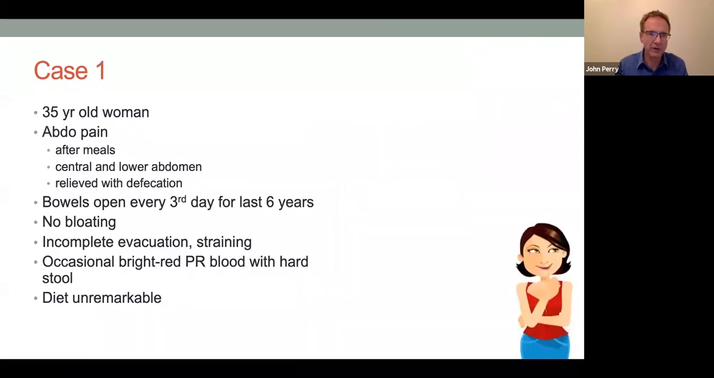Now, I will use cases to go through. I've changed the offensive photos of the politicians. So hopefully, I don't know who in the country is watching this. So sorry, that's clipped out.